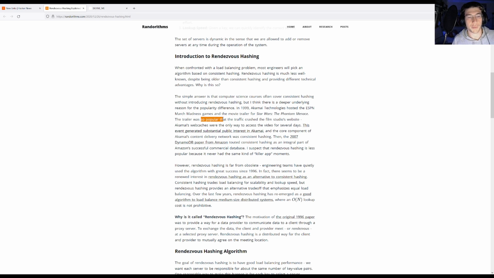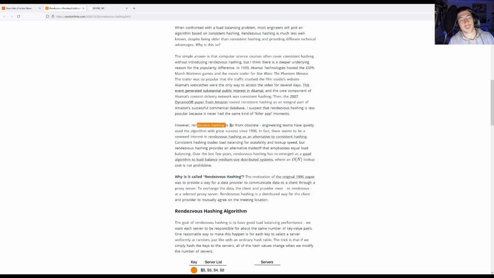The trailers were so popular that the traffic crashed the film studio's website. Akamai's web caches were the only way to access the video for several days. This event generated substantial public interest in Akamai. Akamai is like a guy from an Ivy League school, I think. MIT maybe. Or Harvard? I don't know. Then let's see, consistent hashing is an integral part of Amazon's successful commercial database.